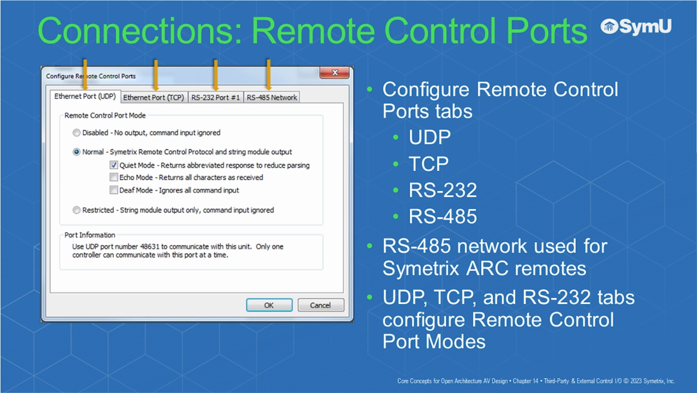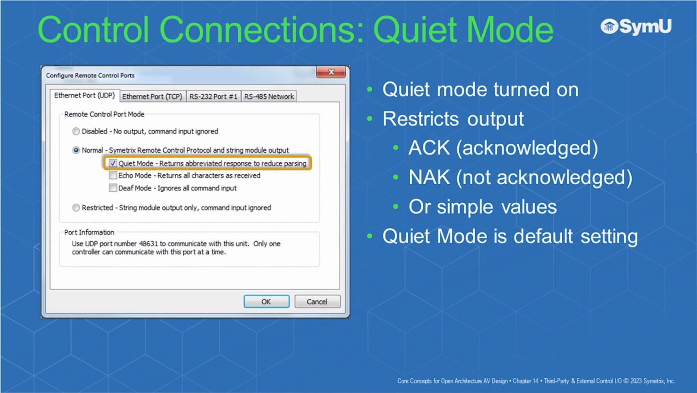The RS-485 network is used for Symetrix ARC remotes. The UDP, TCP and RS-232 tabs are used to configure the remote control port modes. When quiet mode is turned on, it restricts the output to just ACK, acknowledged, NAK, not acknowledged, or simple values. Quiet mode is the default setting.